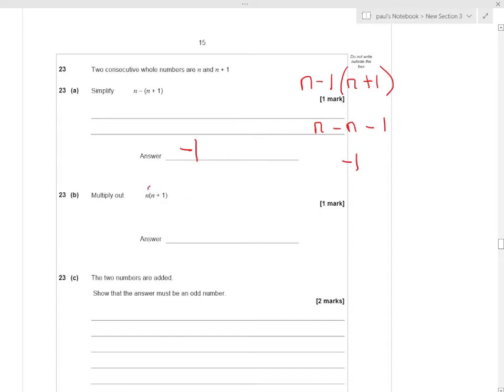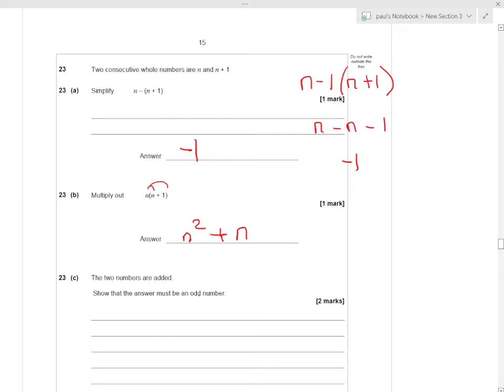Multiply out, so we multiply everything inside the brackets. So n times n is n squared, and n times plus 1 is plus n. If the two numbers are added, show that the answer must be an odd number.